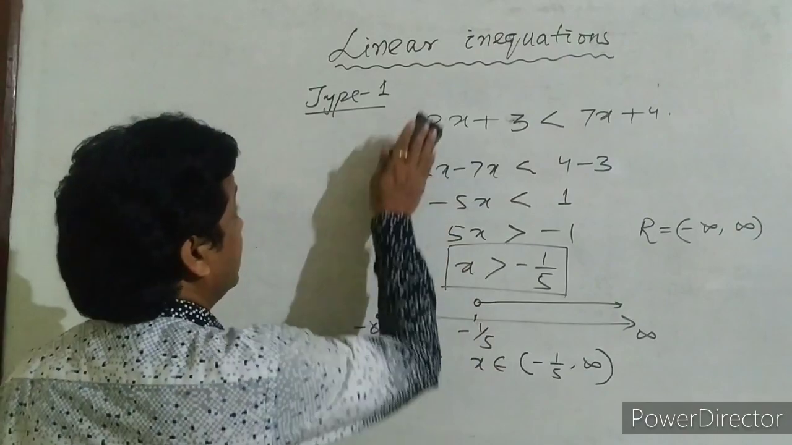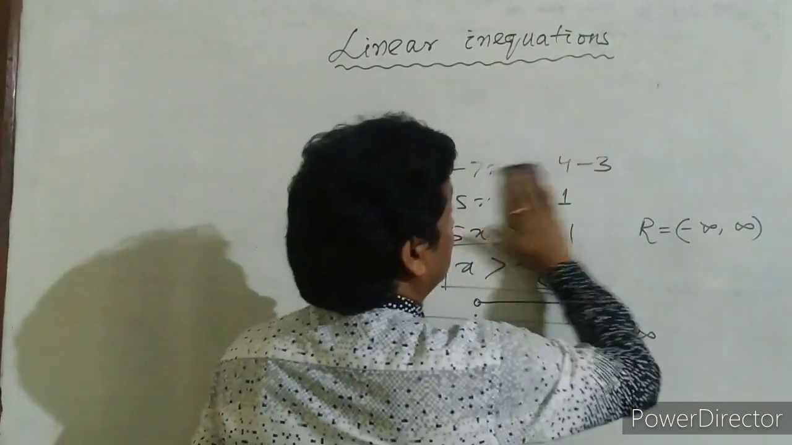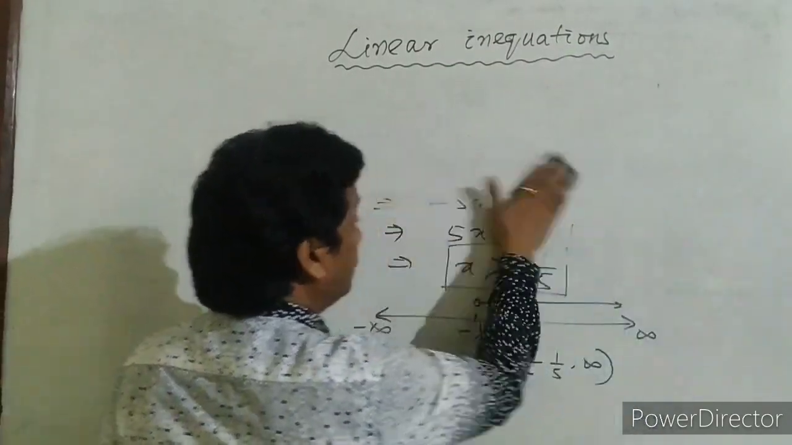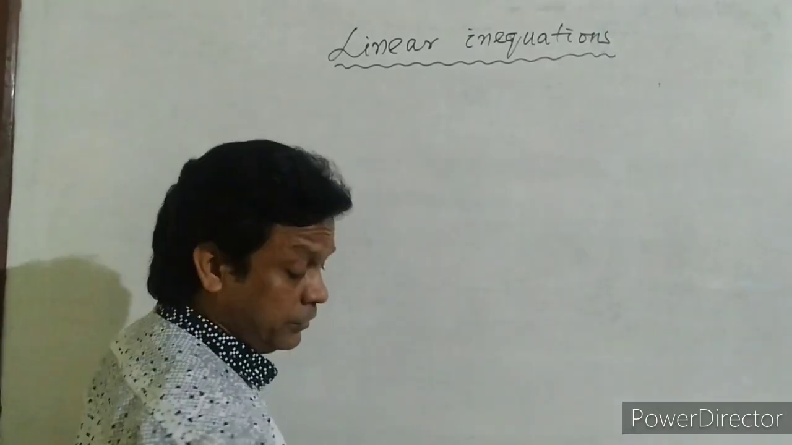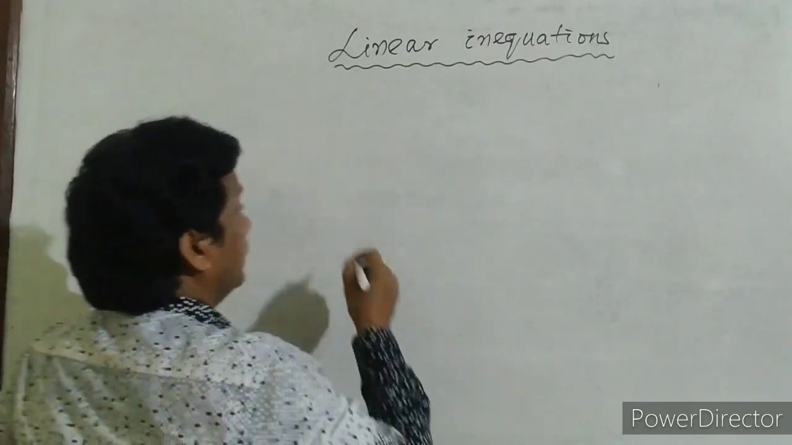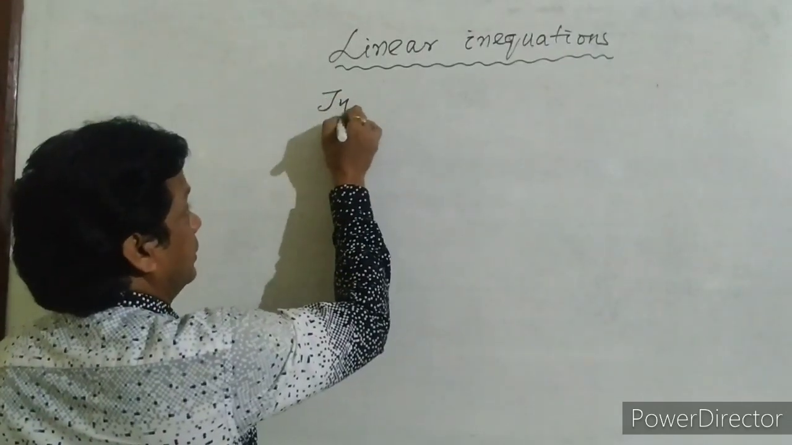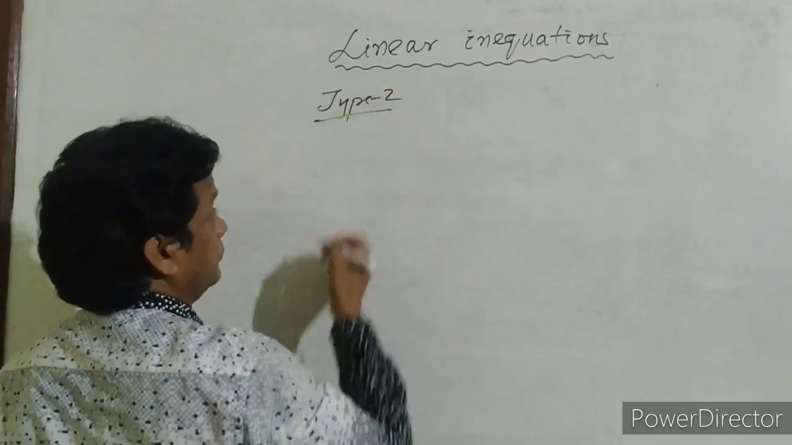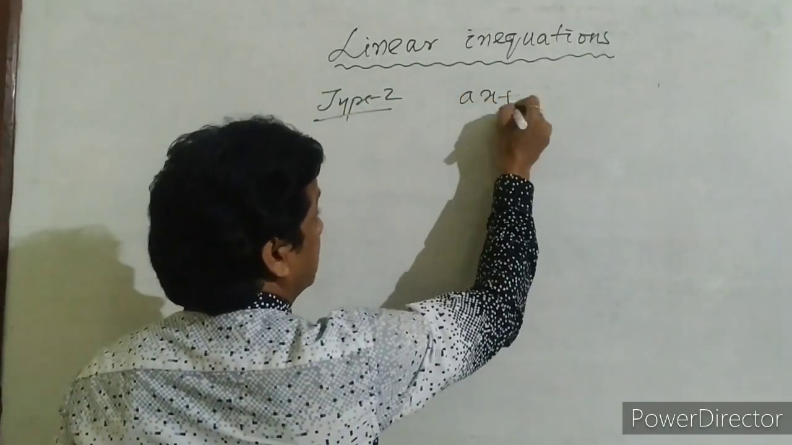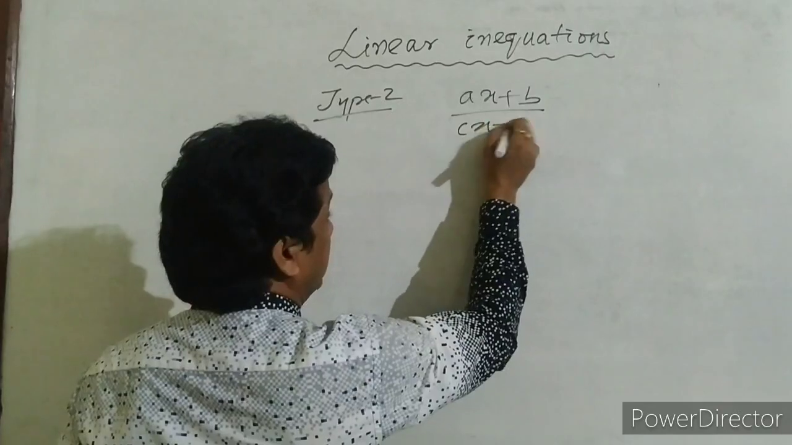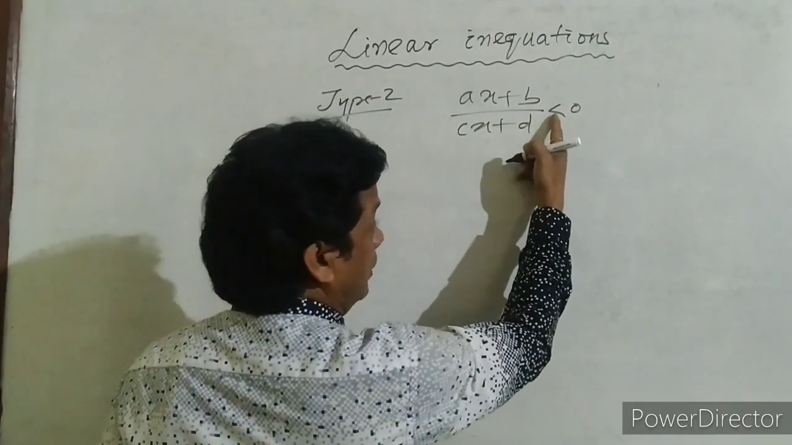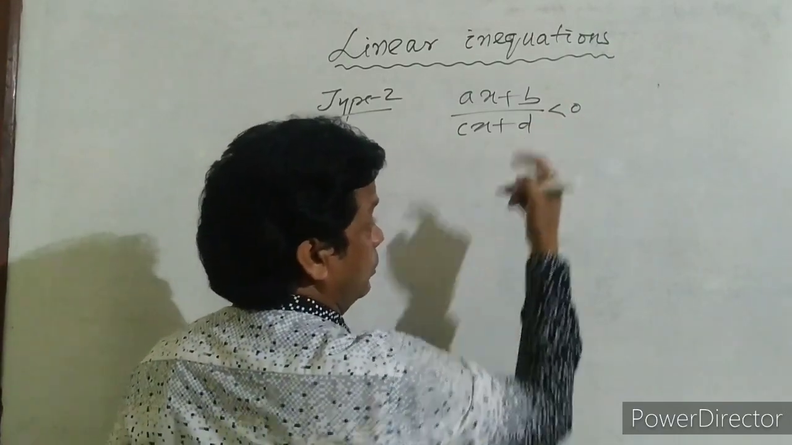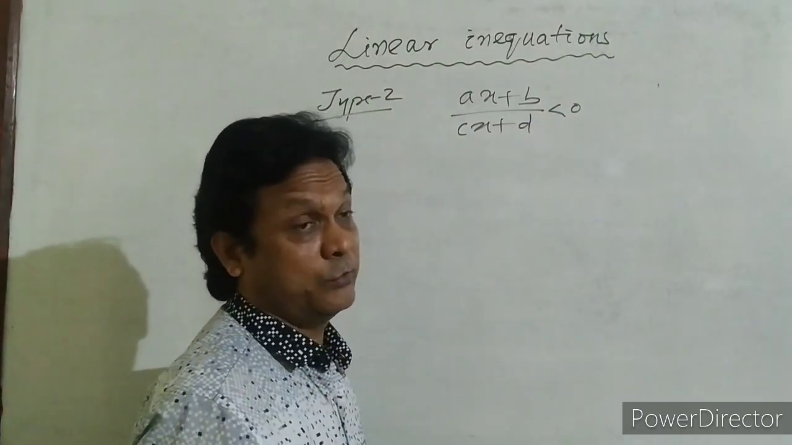Okay, now this is all about type 1. And I am going to tell you type 2, which is very important, and I am going to tell you a very quick method in type 2. In type 2, see here: (ax + b)/(cx + d) < 0, or > 0, or ≤ 0, or ≥ 0. And a very interesting thing I am going to tell you.